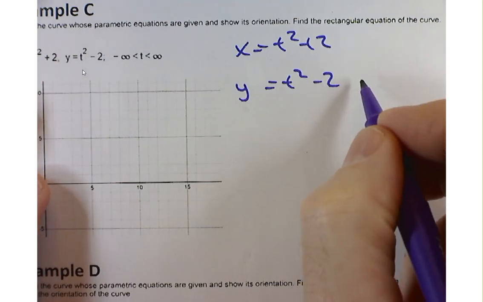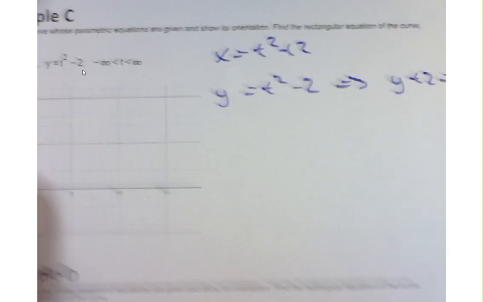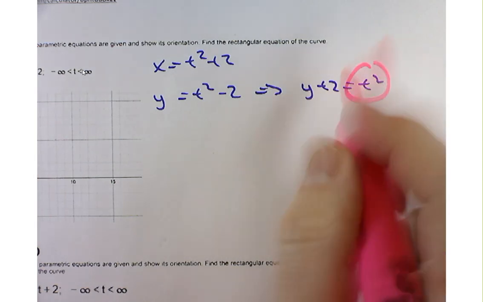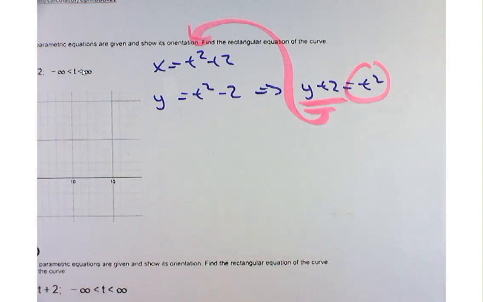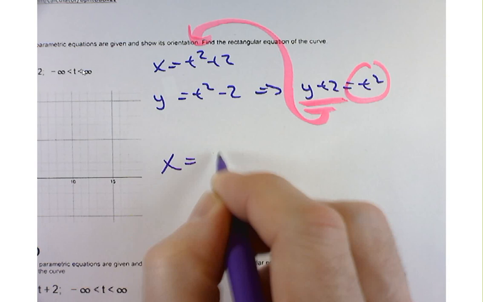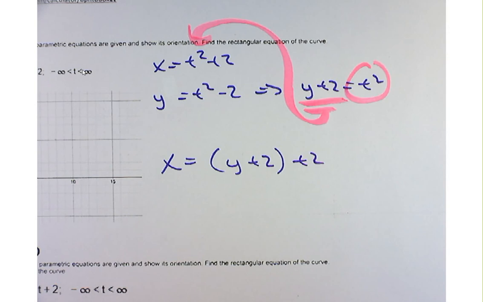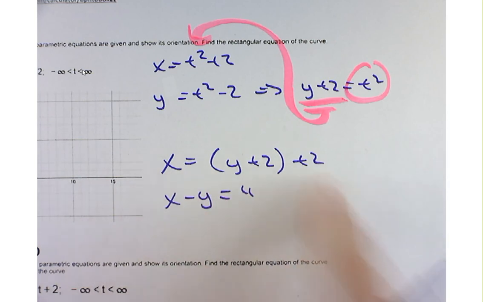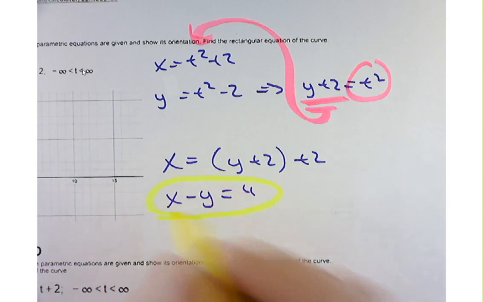For instance, if I move the 2 to the other side, I get y plus 2 equals t squared, right? And then I could take this expression and substitute it in for t squared here. So it would be x equals y plus 2 plus 2 again, or in other words, x minus y equals 4, moving the y to the other side and combining like terms. And that's beautiful. That's exactly what I was looking for. I was looking to get rid of the variable t in this case.